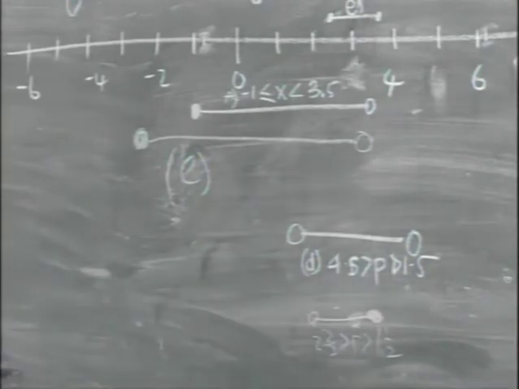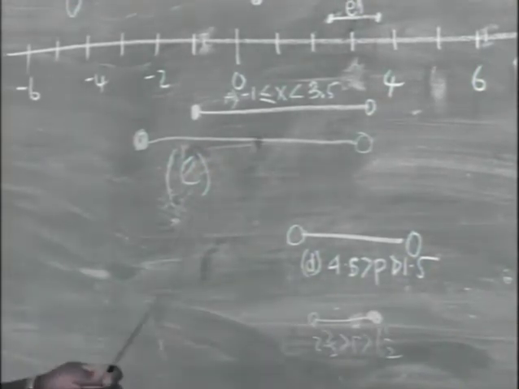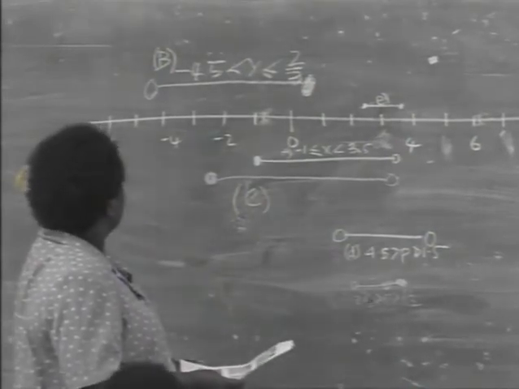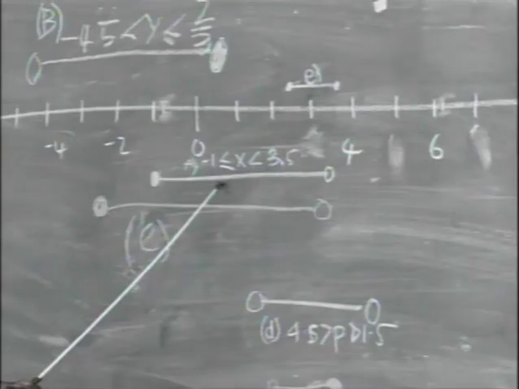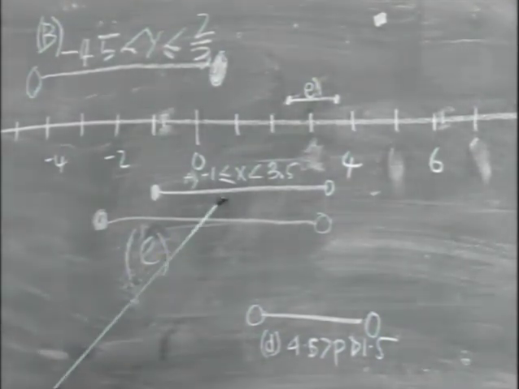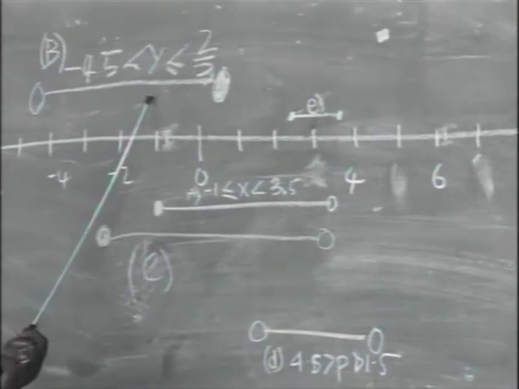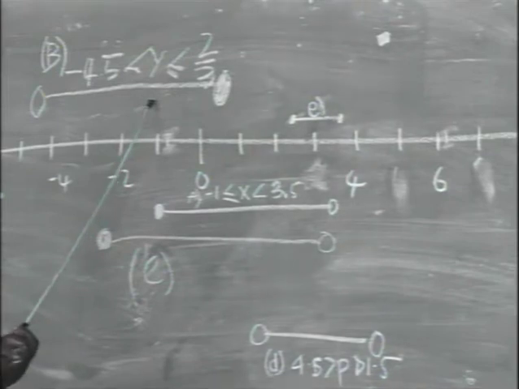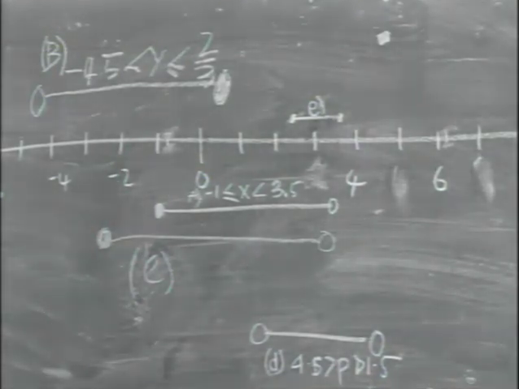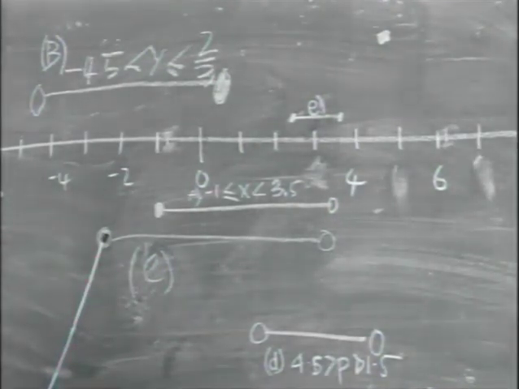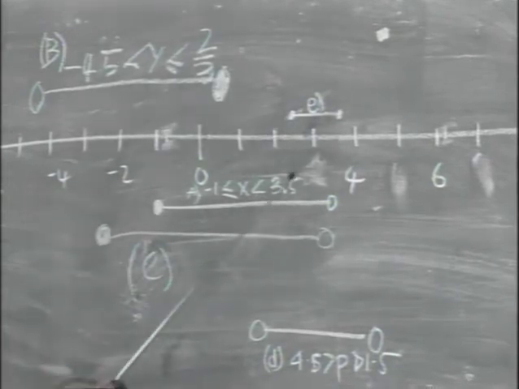Okay, then we'll just look at the answers quickly. Letter A: minus 1 is less than or equal to X, which is less than 3.5. Letter B: minus 4.5 is less than Y, which is less than or equal to 0.67 or 2/3. C: minus 2.5 is less than Z, which is less than 3.1.